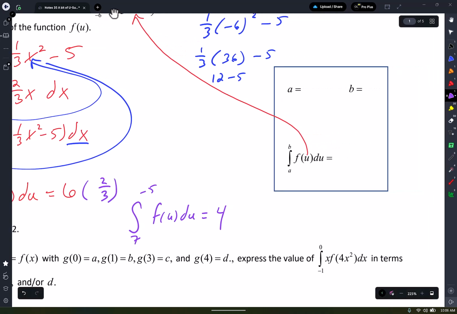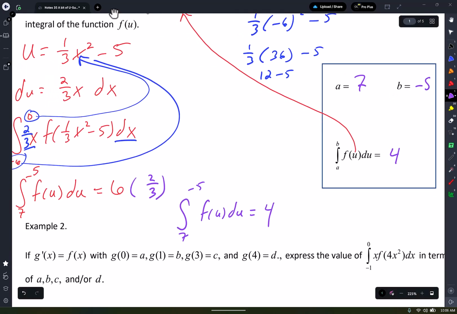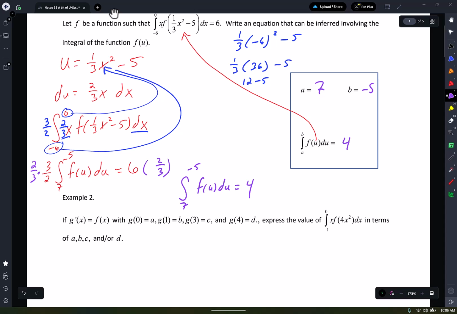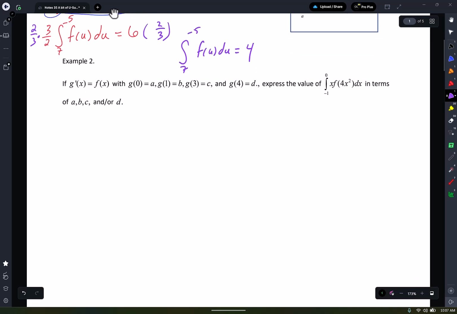I come over here, and I say my lower limit is 7. My upper limit is -5. And the integral from a to b, which is those limits, of f of u du is just 4. So we don't need to include the 6, and so we're trying to find the value of f of u du. Yes. So you don't need to flip the limits. You can if you want, but then that would be a -4. Are we okay so far? Miss Kyle, you doing okay? All right, here we go.